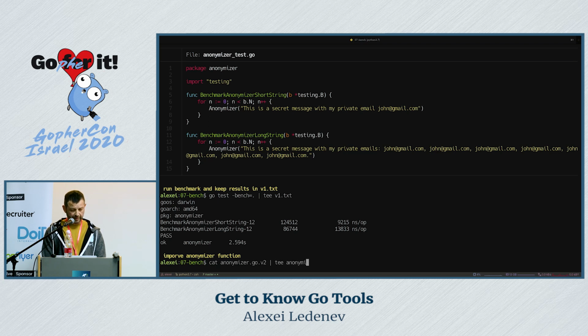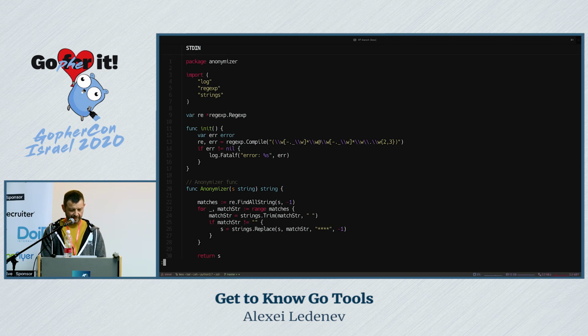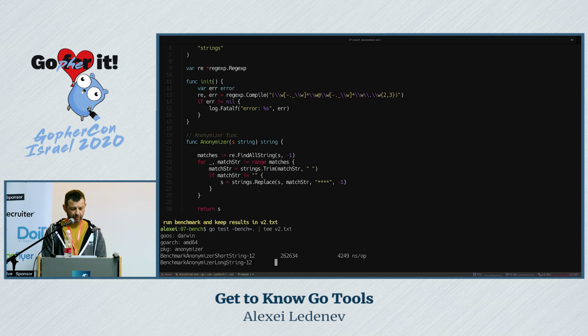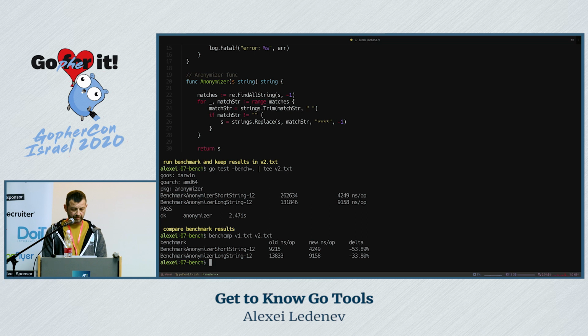I have another version of the anonymizer, which is supposed to be a bit faster, since I'm taking the regex compile statement from the function to the init function of the module. It will be called only once. I run my benchmarks and produce a new benchmark result. And using a tool called benchcomp, I can take the results and compare them, just to see how different they are and if I get any improvements. So you can see it's an improvement of 50% for the simple case.